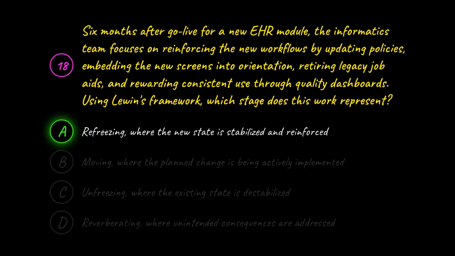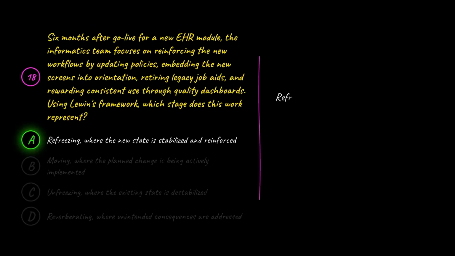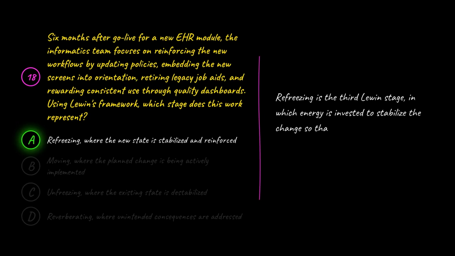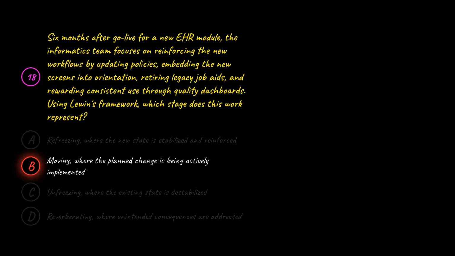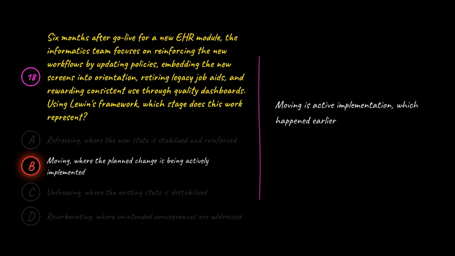The correct answer is A. Refreezing, where the new state is stabilized and reinforced. A is correct because refreezing is the third Lewin stage, in which energy is invested to stabilize the change so that the new state holds. Policy updates, orientation embedding, retiring legacy aids, and reinforcement through dashboards are all classic refreezing activities 6 months after go live. B is wrong because moving is active implementation, which happened earlier during cutover.